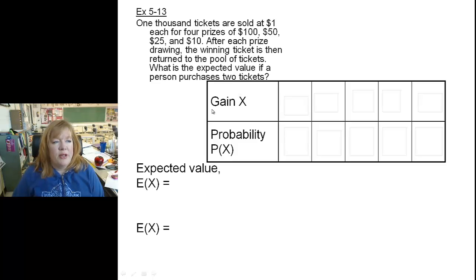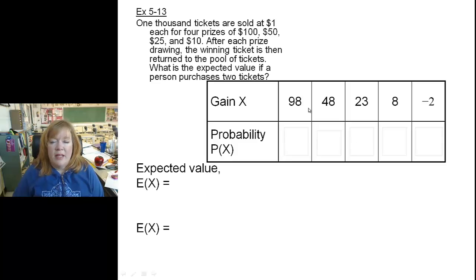So if we set this up, we know we're looking for our expected gain. If we buy 2 tickets sold at $1 each, we've spent $2. So our gain, if we win the $100, would be 100 minus 2, or 98. The gain if we won the $50 would be 50 minus 2, or 48. The gain if we win $25 is 25 minus 2, or 23. And the gain if we win $10 is going to be 10 minus 2, or 8. If we lose it all, it's going to be -2, because we will have lost $2.